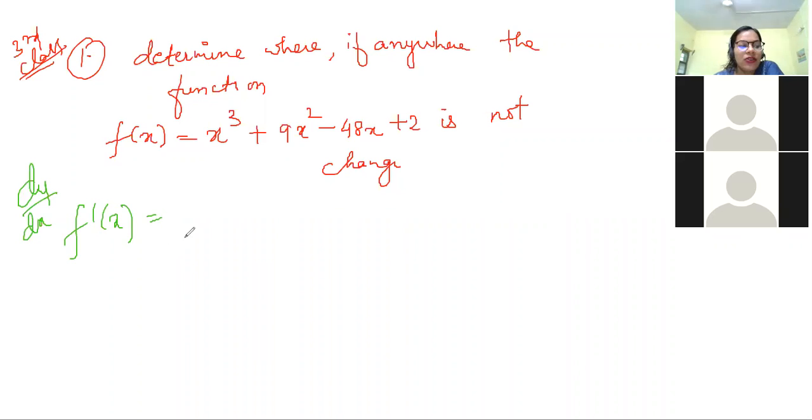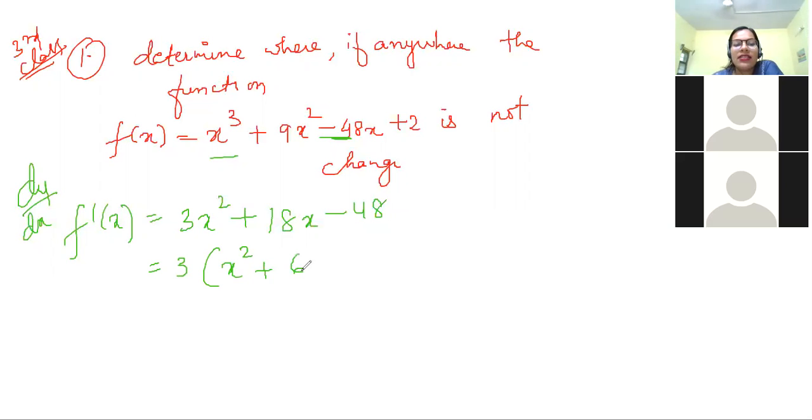So what will be the answer over here? 3x² + 18x + 48. Very good. Actually, it's minus over here, minus 48. Very good. So what I can do over here in order to get the value of x, I have to do factorization. So I can take 3 as common. x² + 6x minus how much over here? 16, correct? It is 16.